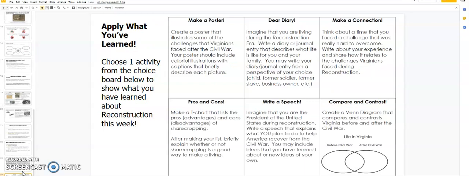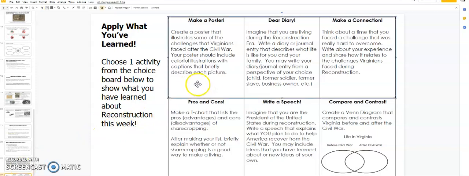Alright, so we're going to apply what you learned. So choose one activity from the choice board to show what you have learned about Reconstruction this week. So we got a lot of really cool activities. So let's go through it one by one and talk about what you'll need to do for those activities. Alright, your first choice is to make a poster. Create a poster that illustrates some of the challenges that Virginians faced after the Civil War. Your poster should include colorful illustrations with captions. Remember, a caption describes what a picture is about. So they are captions that briefly describe each of your pictures.